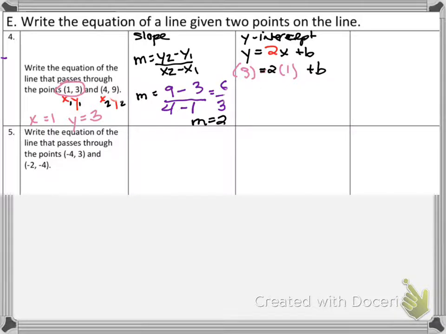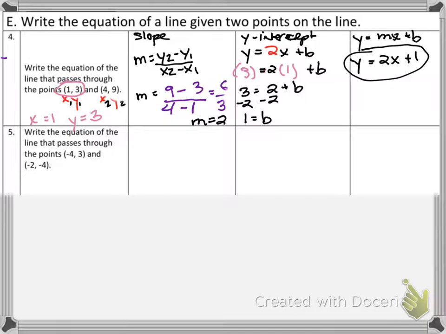Oops, sorry. It should be an equals. Okay, so we have 3 is equal to 2 plus something. Subtract 2 from both sides. We find out that our y-intercept is 1. So now we have all the information that we need. We have y equals mx plus b. We know that our slope m is 2. We know that our y-intercept b is 1. And so we're done. So notice that, relative to the previous problems, this is going to take a little bit more work. So let's just do this next example.